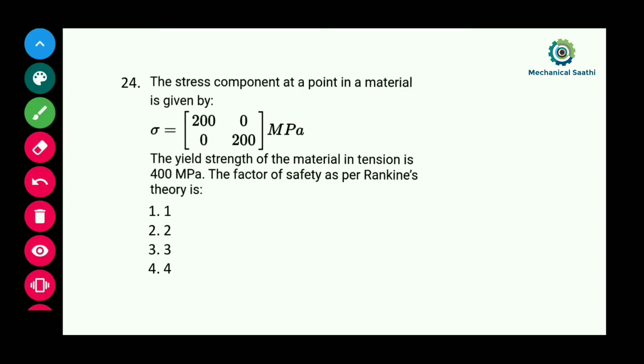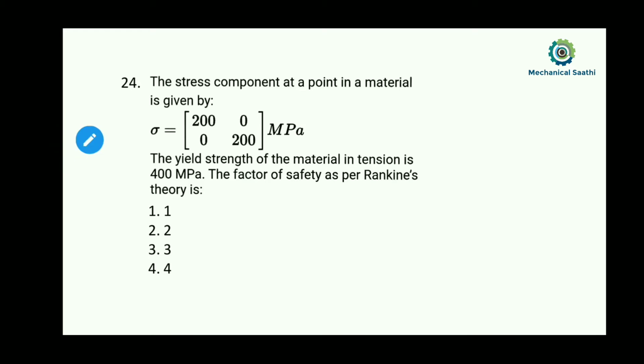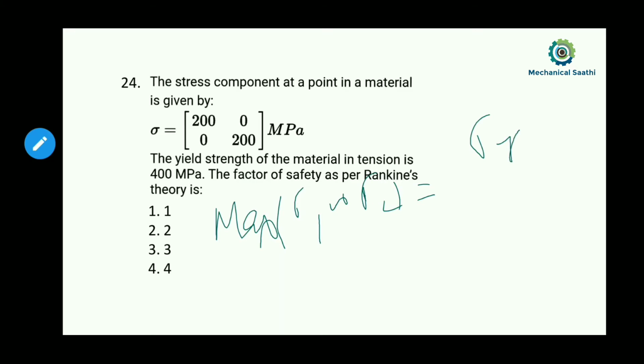According to the maximum normal stress theory, the maximum value of sigma 1 or sigma 2 will be equal to the yield strength. The yield strength is given to us, so I can write sigma ys by fs simply. The maximum value among these is given as 200. So sigma 1 and sigma 2 are equal to each other.